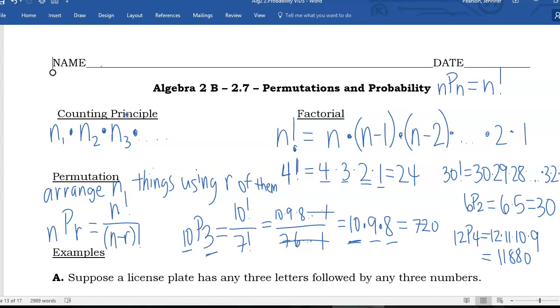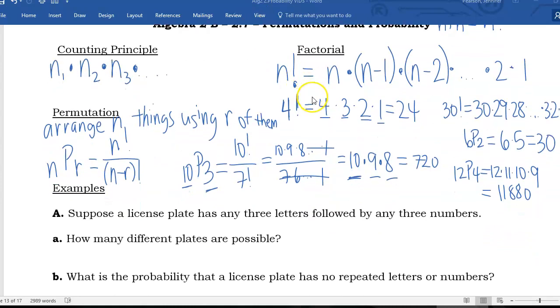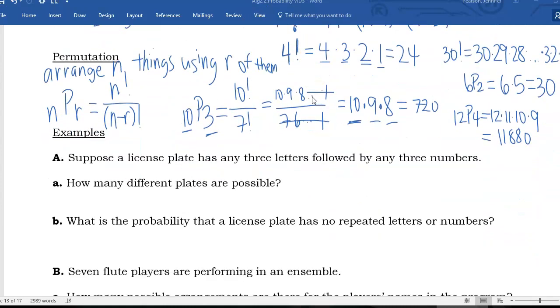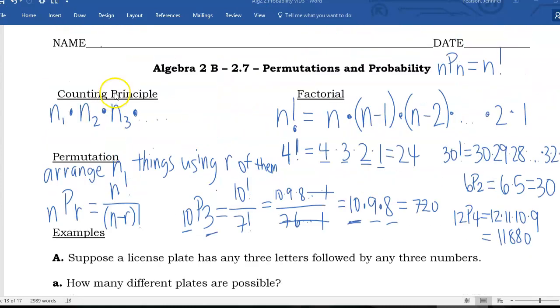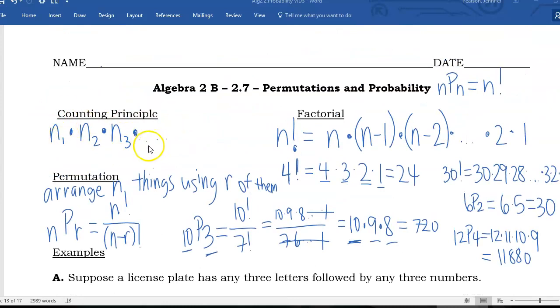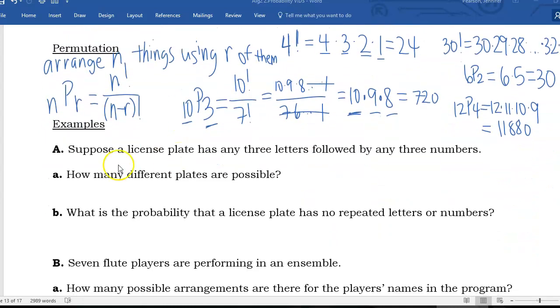Example A. Suppose a license plate has 3 letters followed by 3 numbers. How many license plates are possible? So we're going to use the counting principle here. We're going to say how many possibilities, how many possibilities, how many possibilities, times them all together. Okay, so our license plate can have any 3 letters.